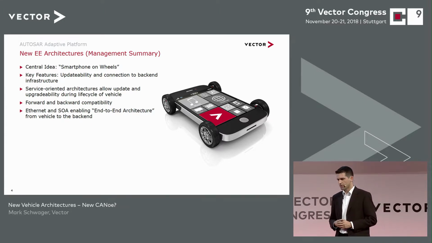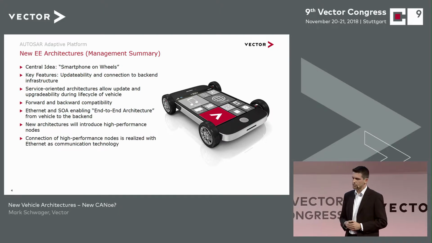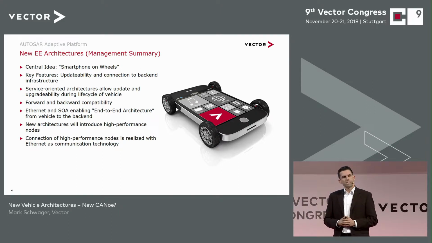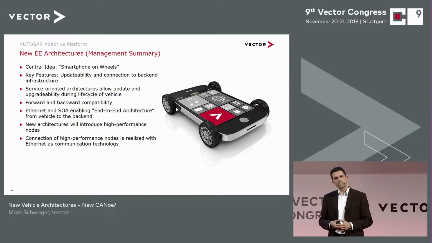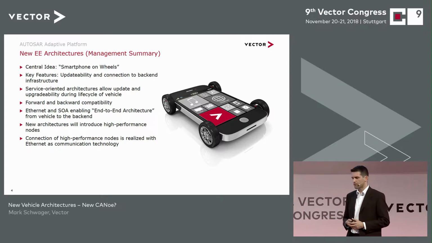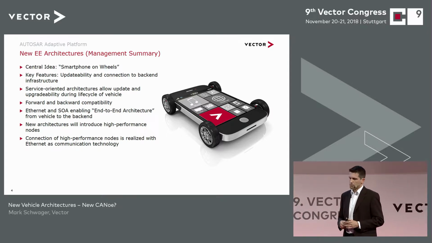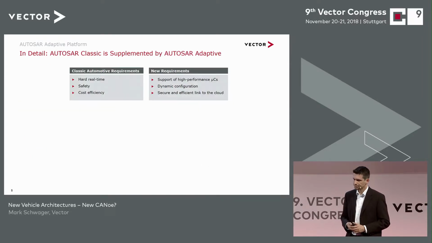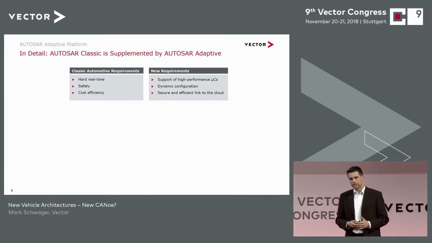Key enabler, that's Ethernet, and the service orientation. And of course, we are seeing that the computers in such a vehicle are much more high performance than what we know today. The data rates are really enormous. And we are going to find that Ethernet is, of course, the important form of communication between these devices. Now let's take a more detailed look.